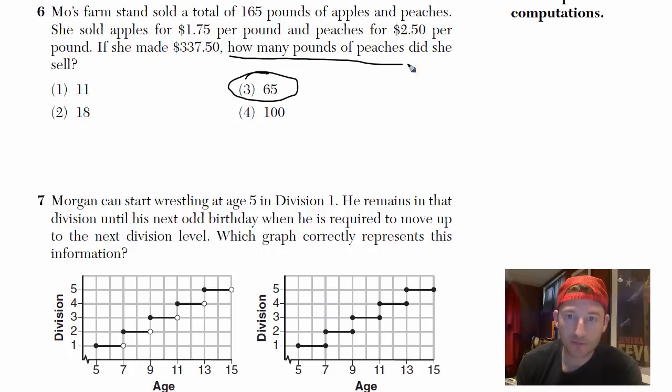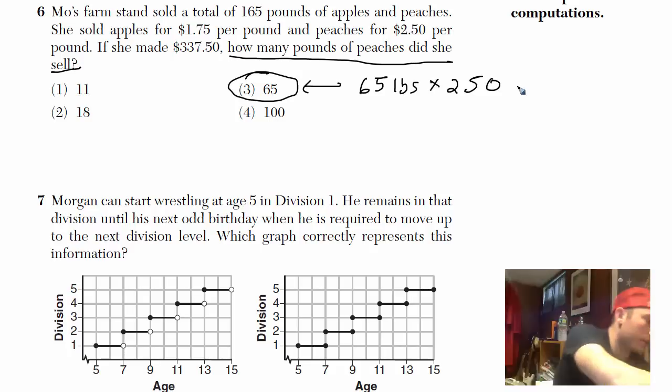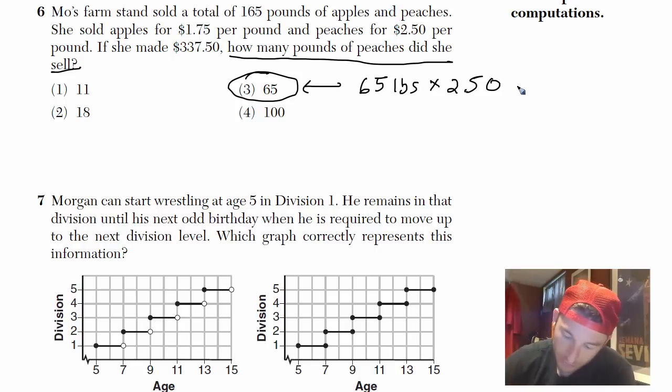How many pounds of peaches did she sell? Pounds of peaches, I'm assuming 65. So 65 pounds, how much were peaches? Sold for $2.50, right? So I got my calculator here somewhere. So 65 times 2.50 is 162.50. All right.